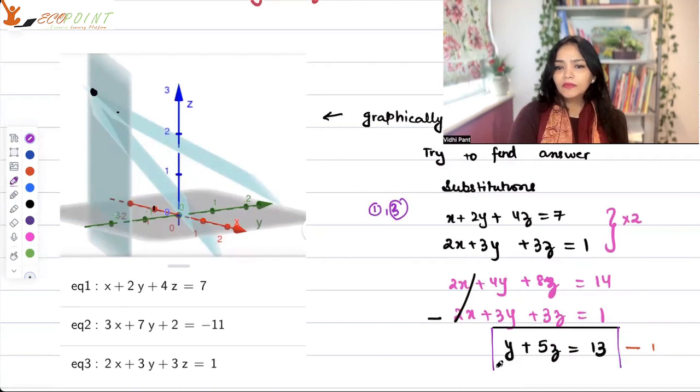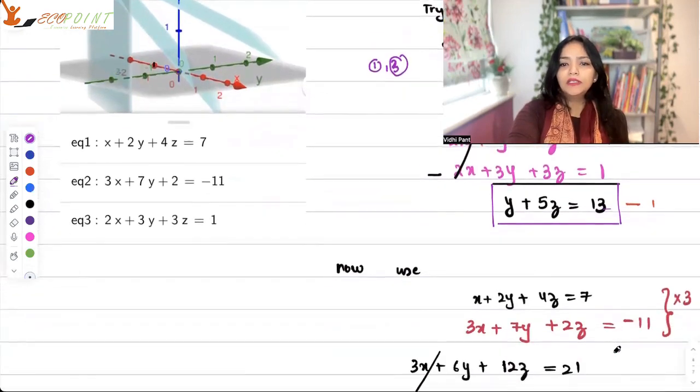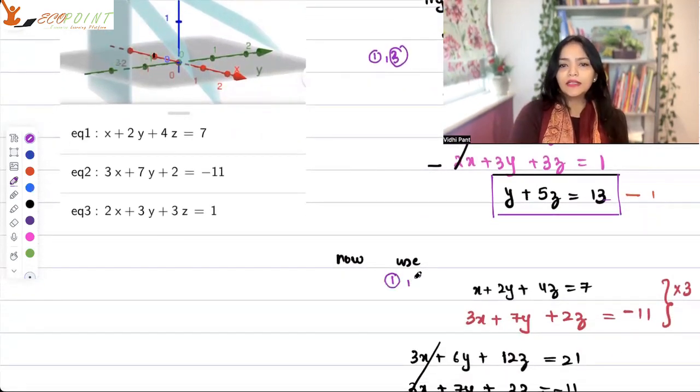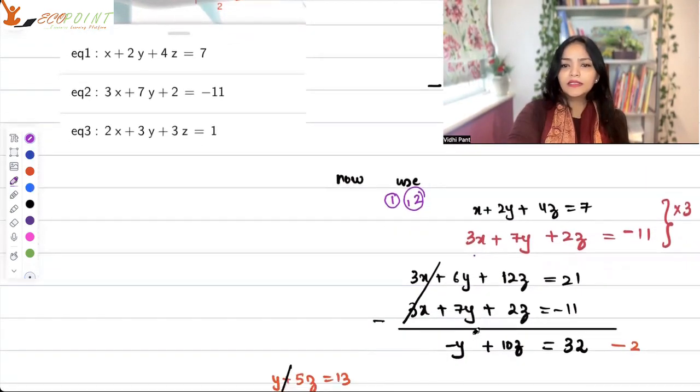I have eliminated x by multiplying the first equation by 2. And then when you subtract, you will get y + 5z = 13. What you've done here is, the task was to get rid of one variable, to get it in two variables. And similarly, just use the first and second equations, and again get rid of x and get another equation in y and z. Once you do that, as you can see, you get -y + 10z = 32.